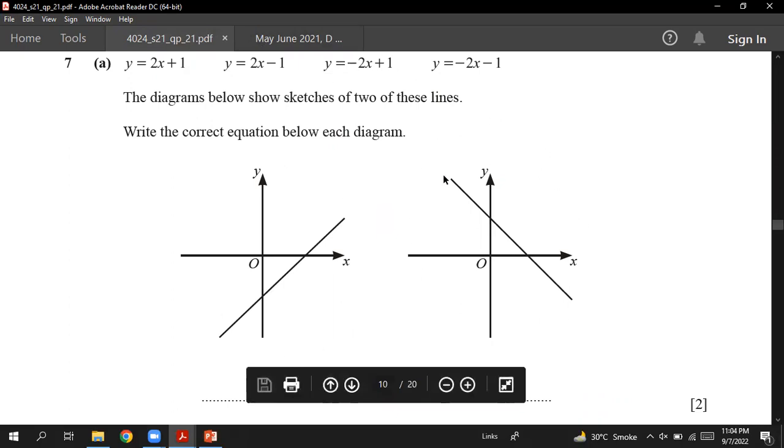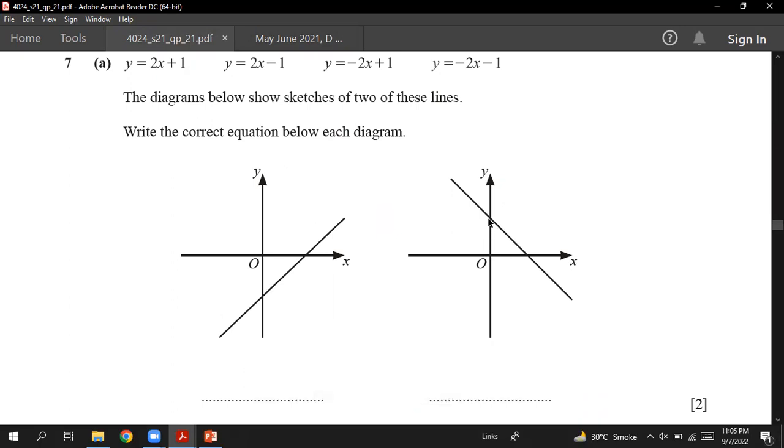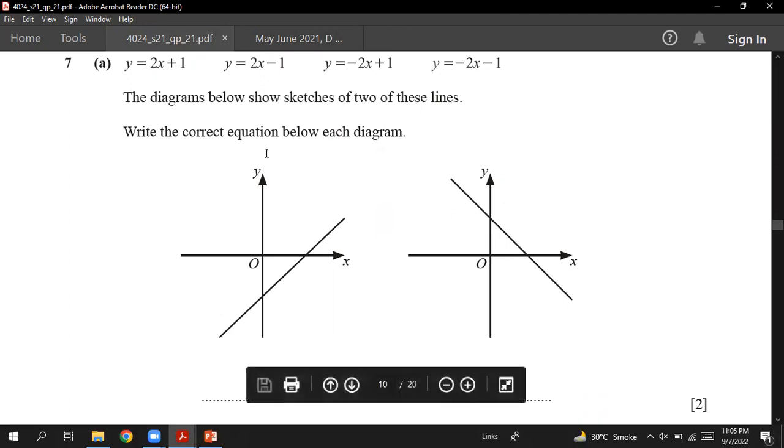This equation has a negative gradient and its y-intercept is a positive number. Negative gradient and the y-intercept is a positive number. So this is this equation. So for this, you will put this equation.